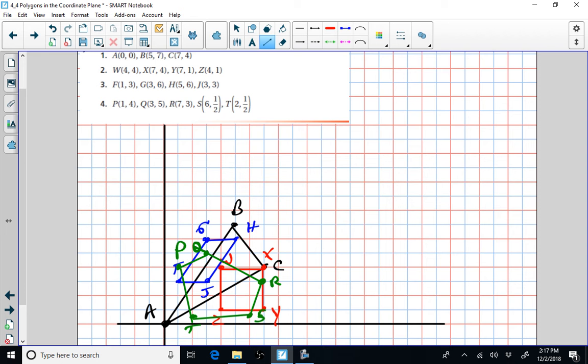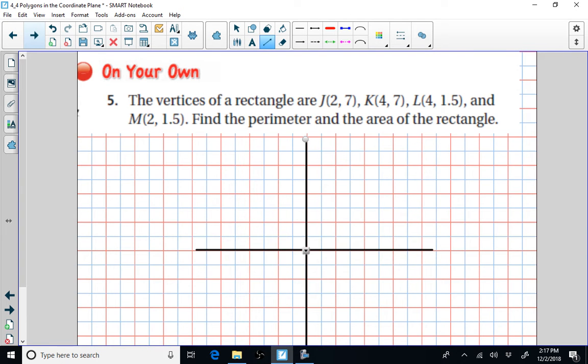we create various polygons. Let's look at our next page. We're asked to graph the vertices of the rectangle, and we're asked to find the perimeter and the area of the rectangle. All right. Our first point is located at (2, 7), so that's over 2, up 7. Put a point. I'm going to label that J. We have a point at (4, 7), so over 4, up 7. I'm going to label that K.